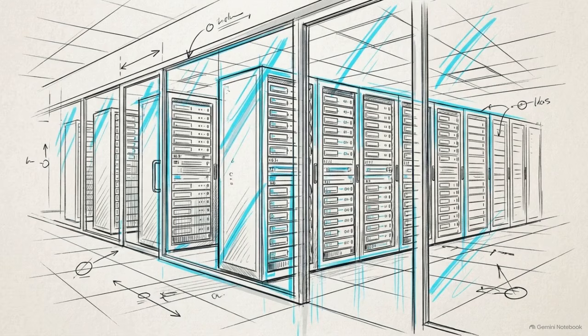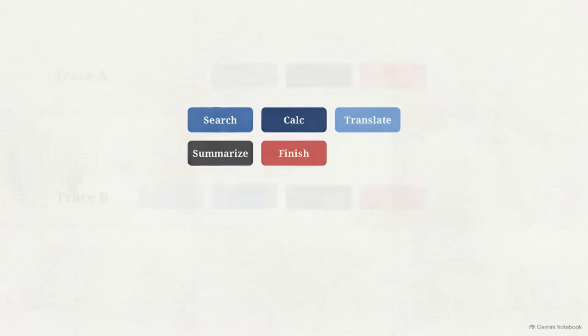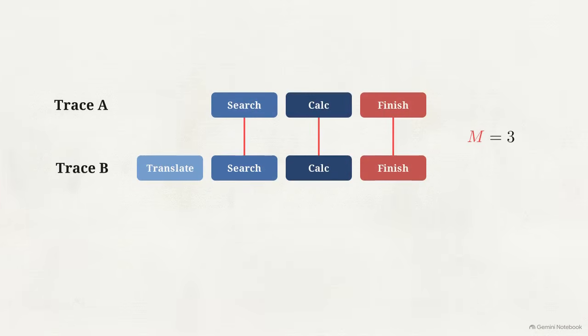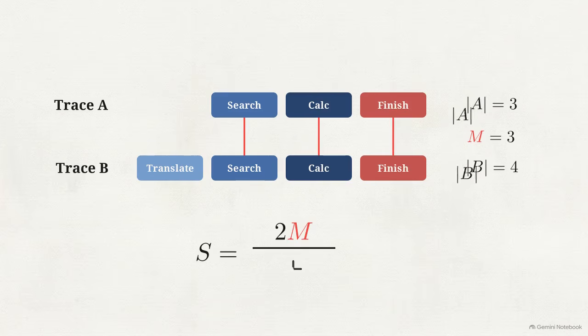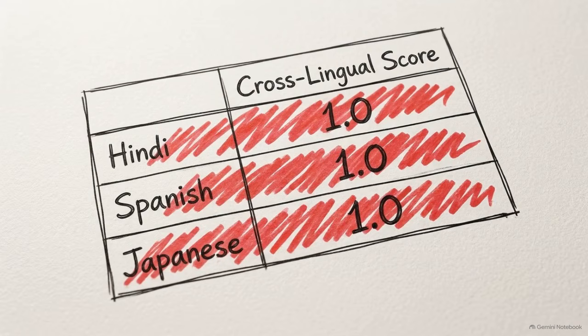This isolates the model's internal decision-making policy from external variables, like a web search altering the agent's state. Once the action traces are extracted, we use a normalized matching block formula to quantify their similarity. Similarity, S, equals 2 times the matching blocks, divided by the combined length of trace A and trace B. Apply this formula cleanly across languages, and the numbers you get back will be completely untrustworthy.